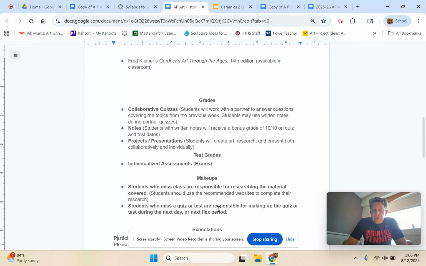As far as grades go, you're going to have quizzes that you do with partners. There'll be a reward for taking good notes. There'll be some projects and presentations, and then there'll be some individualized tests.